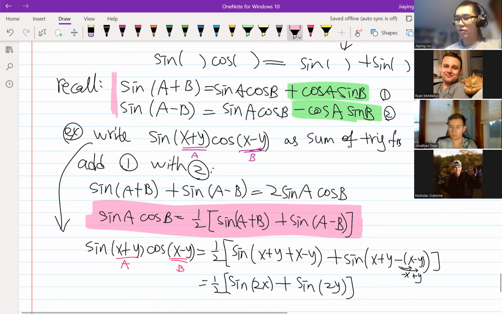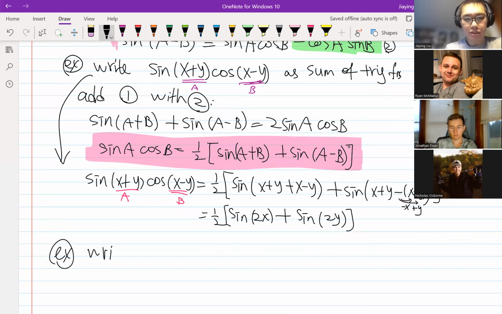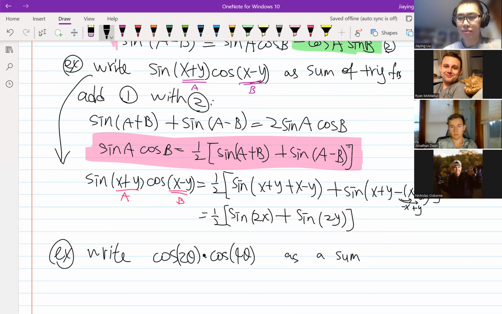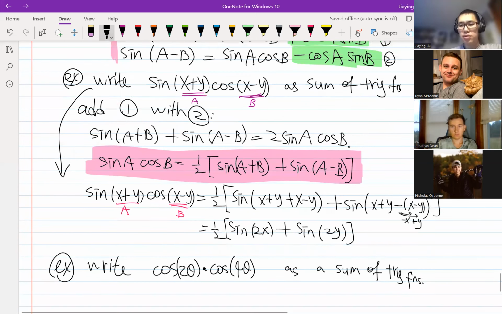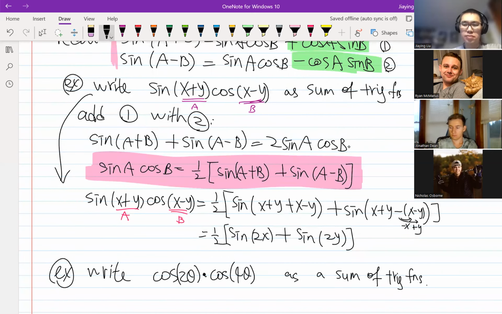All right, let's look at a couple more examples on this. The next example: we want to write the following, cosine 2 theta times cosine 4 theta, as a sum of trig functions. So in this part, I don't have sine and cosine. I have cosine times cosine.